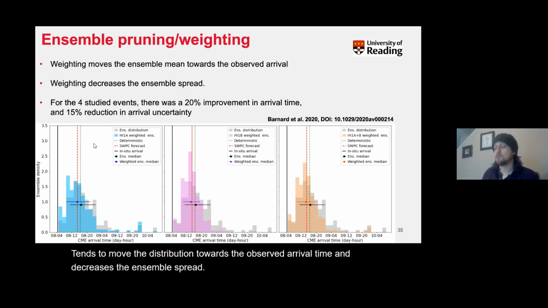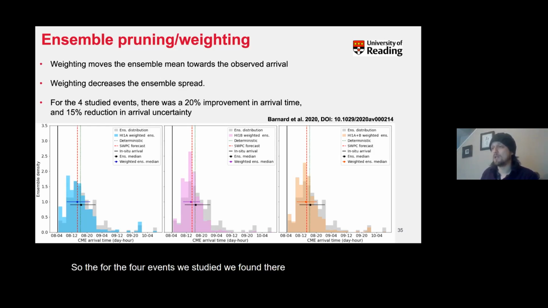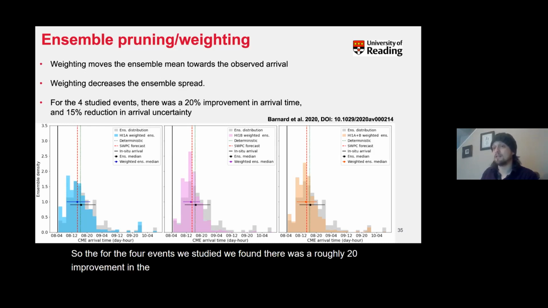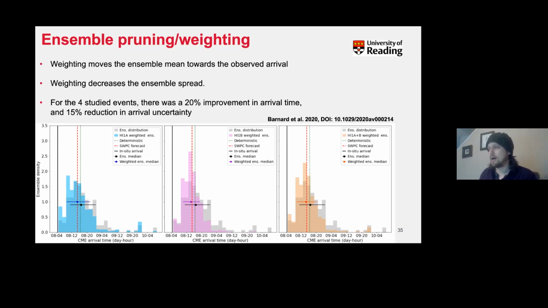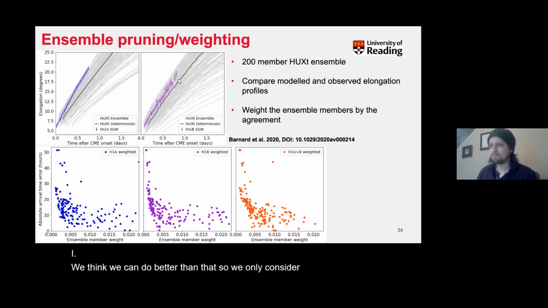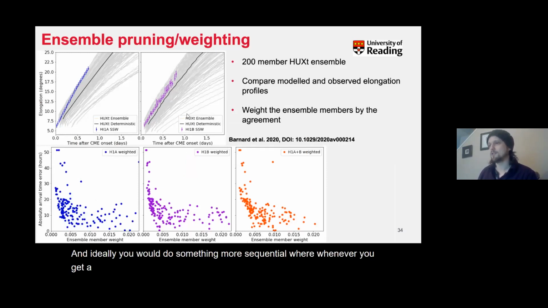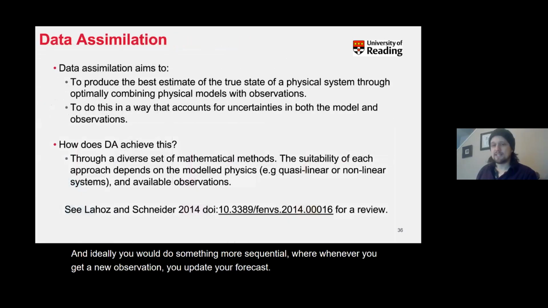So for the 4 events we studied, we found there was a roughly 20% improvement in the arrival time prediction and a 15% reduction in the arrival uncertainty. And so we thought that was quite a promising result. But again, we think we can do better than that. So we only consider the whole profile. And ideally, you would do something more sequential, where whenever you get a new observation, you update your forecast. And so that brings us to data assimilation.